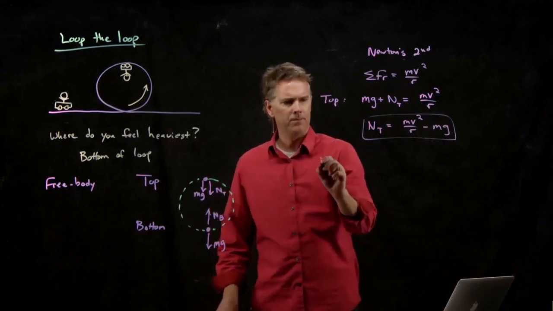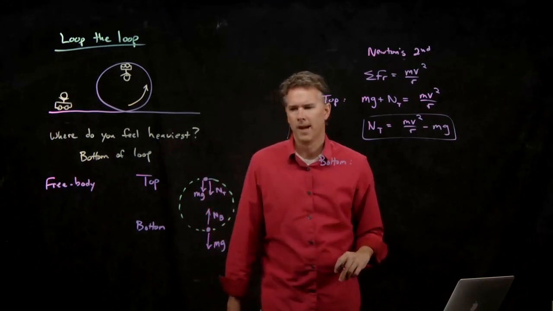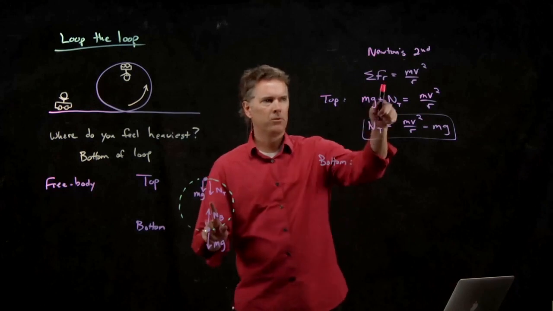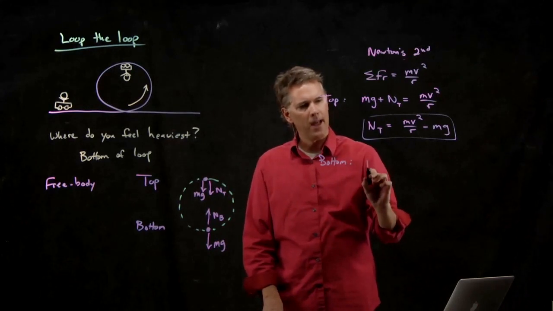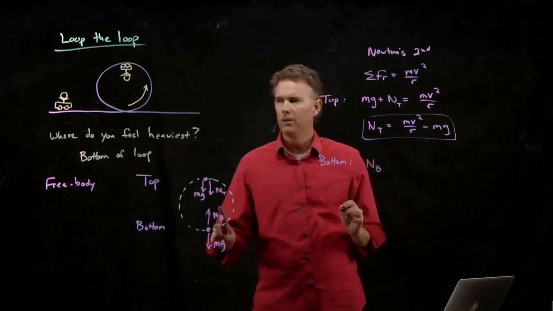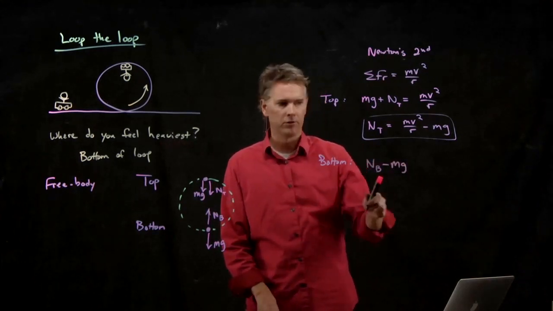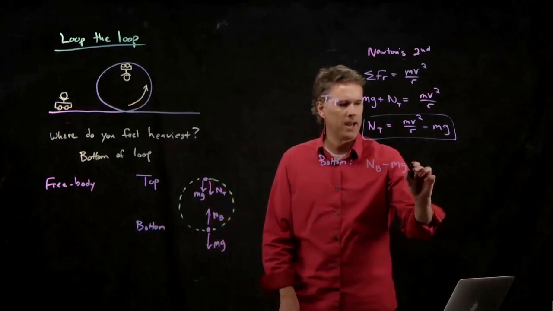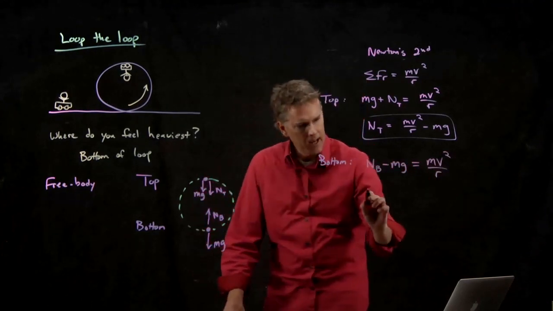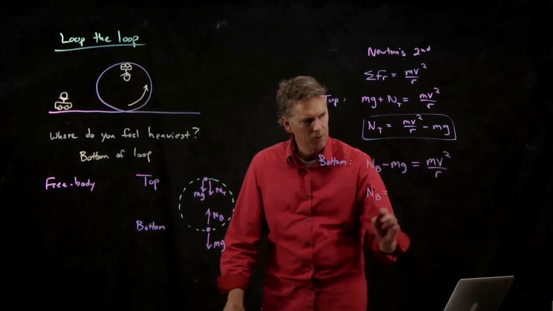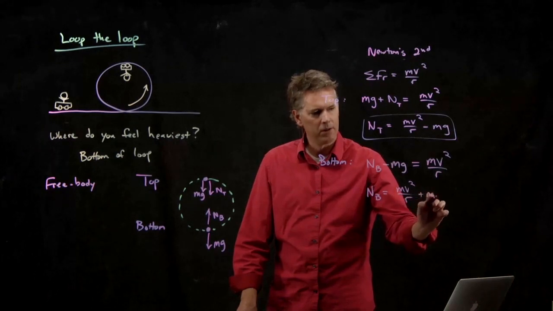And then at the bottom, what do we get? Remember, when we deal with these radial forces, we always say that positive is towards the center of the circle. So we have N sub b going towards the center of the circle. mg is away from the center of the circle, so we put a minus sign right on it. That has to still equal mv squared over r. And now we get N_b equals mv squared over r plus mg.